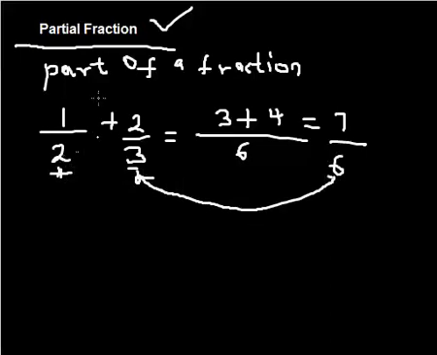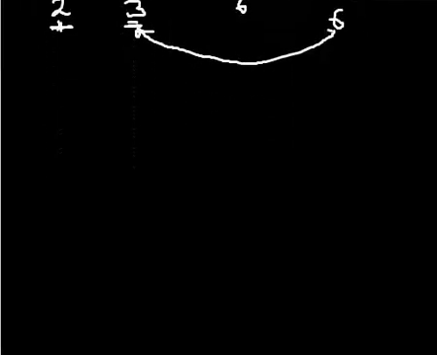These two fractions, 1 over 2 and 2 over 3, are the partial fractions, or the parts, of this particular fraction. Parts of a fraction, I think that's the best word. Now I just used a numerical fraction to illustrate this, but in partial fractions we basically use algebraic fractions.